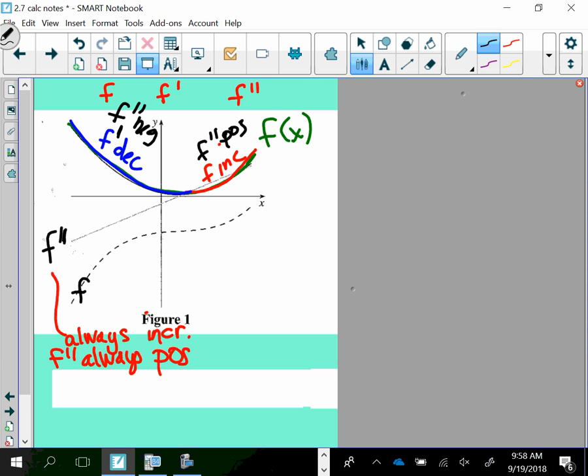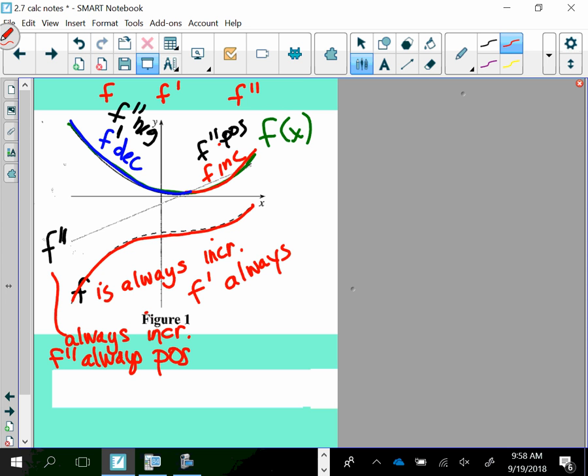Okay, so this is F. Tell me what you know about F now. Is it increasing and decreasing? So this is increasing till about right here, and then it's decreasing. It's still increasing, right? So this F is always increasing. So F prime has to be always positive.